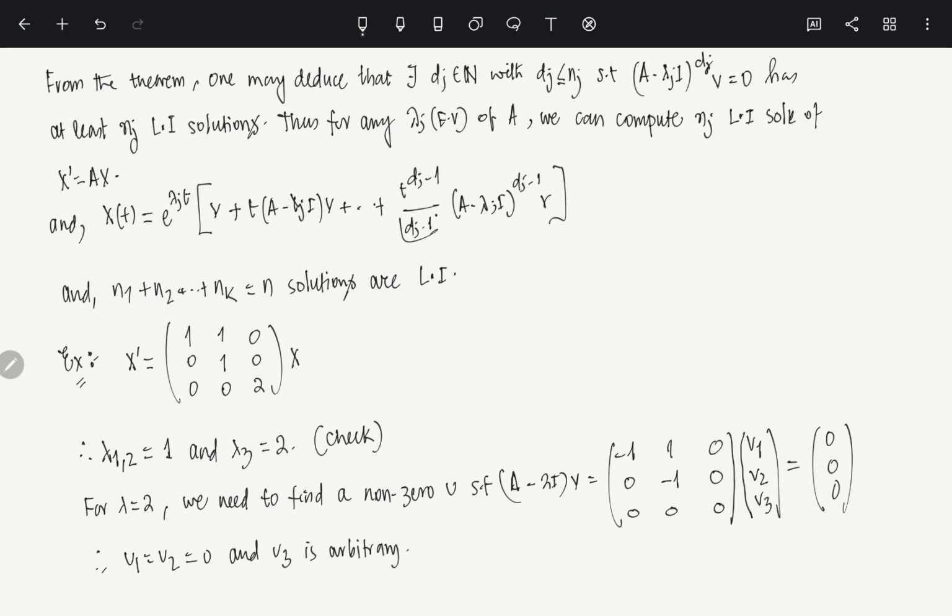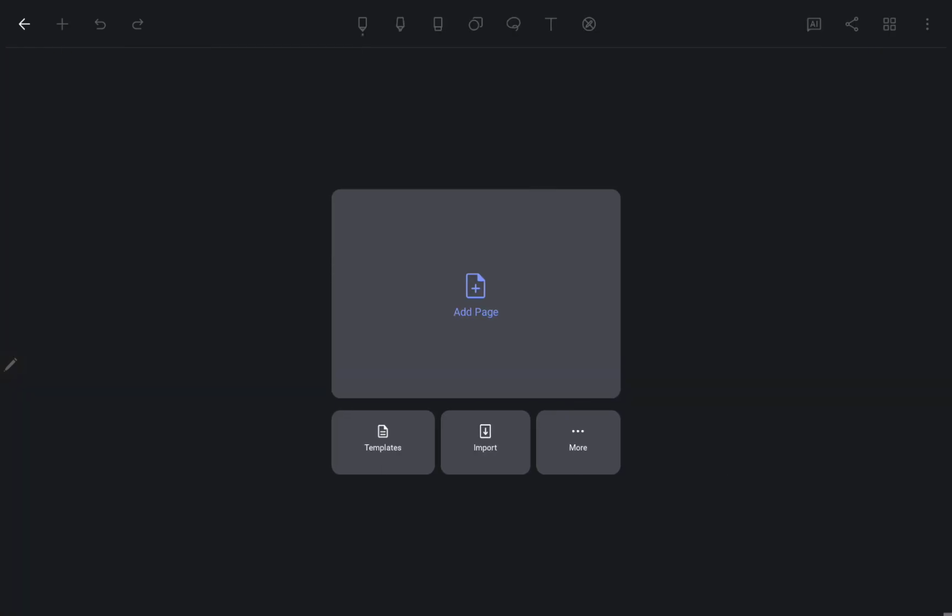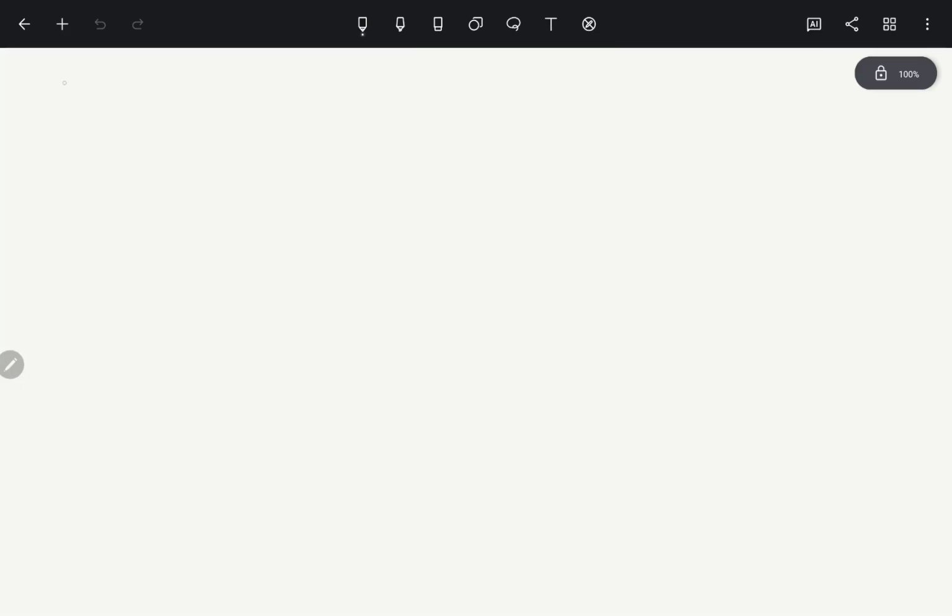This is trivial to see. Minus v1 plus v2 equals 0, so v1 and v2 are basically the same, and v2 is 0 from the second equation. So basically v1 and v2 are going to be 0. Clear? So what is the one solution which you are going to get? Let's call this x3 of t. It will be e to the power 2t times the corresponding vector, which we will choose as (0, 0, 1).